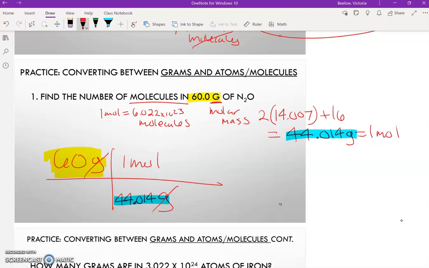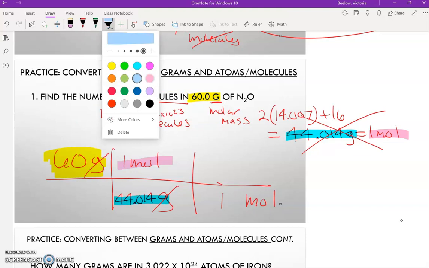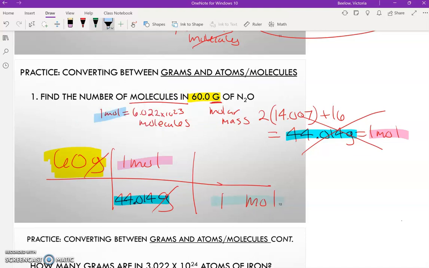However, I need my final answer in molecules. So I do have to keep going in my picket fence. The unit that's here, we're going to write the same unit in the bottom here. And now I've already used this equality, so I'm not going to use that one again. Now I'm going to use this equality. And again, it is still 1 mole, okay, I'm getting that from here. And then above it, I'm going to write what it is equal to: 6.022 times 10 to the 23rd molecules.